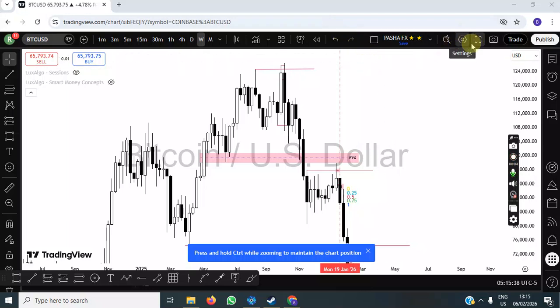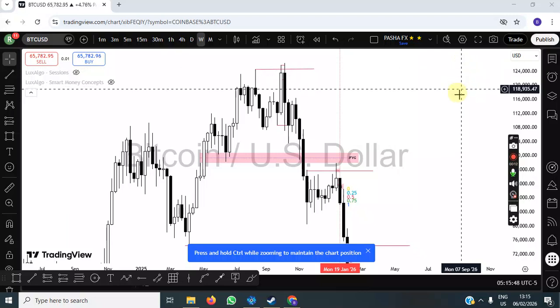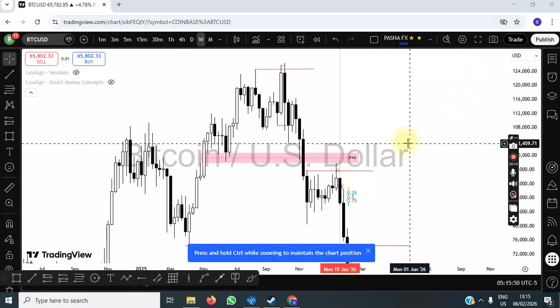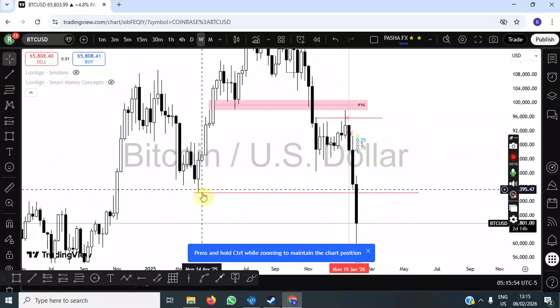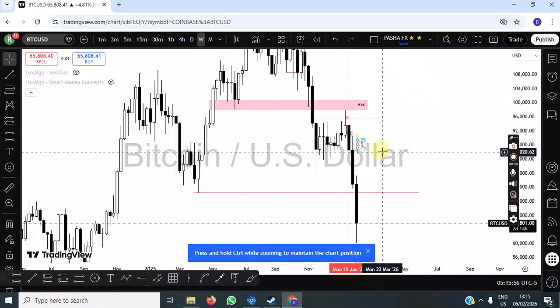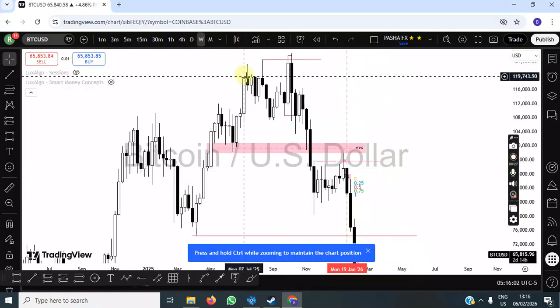I'm here to share my technical view of how I managed to get this big drop on BTC. My target was specifically this draw of liquidity here. Right away, we go to the 4-hour chart.